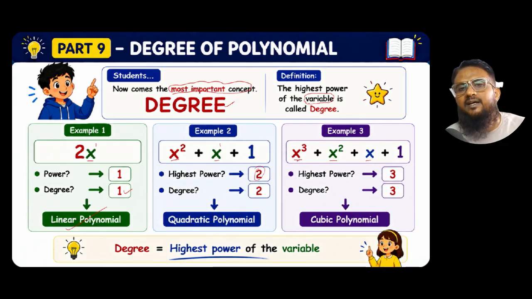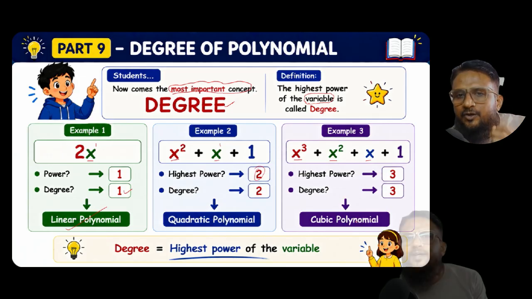And see this polynomial, that is x to the power of 3 plus x square plus x plus 1, the whole expression is a polynomial. In this polynomial, we just see only the variable. Variables are x. What is the highest power of variable x? That is 3. If the highest power is 3, then that polynomial becomes a cubic polynomial.